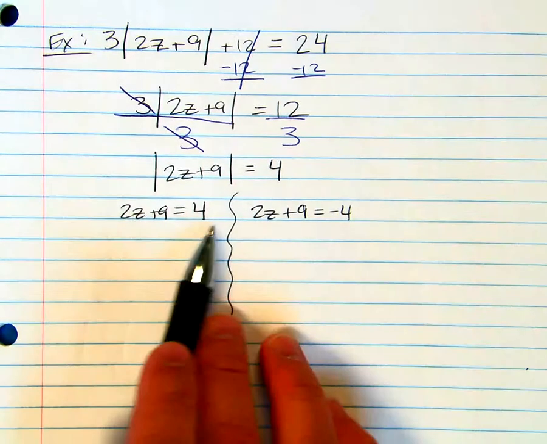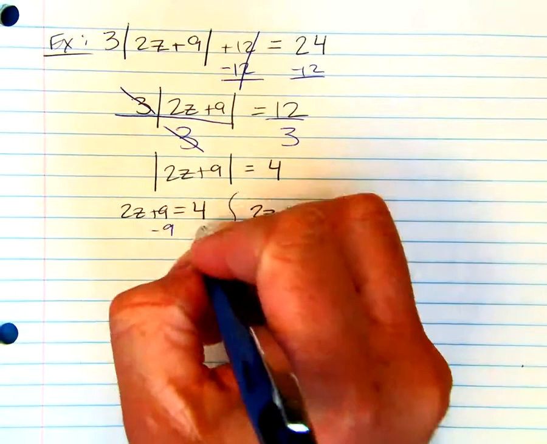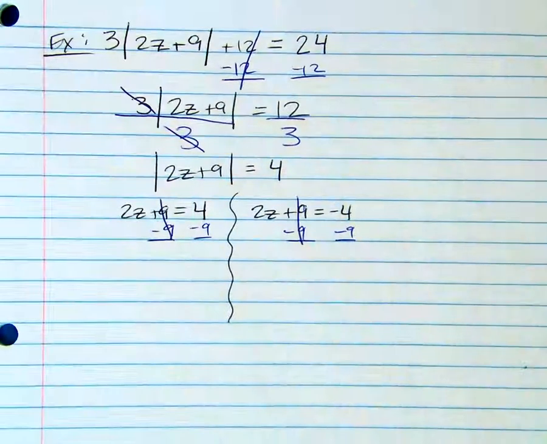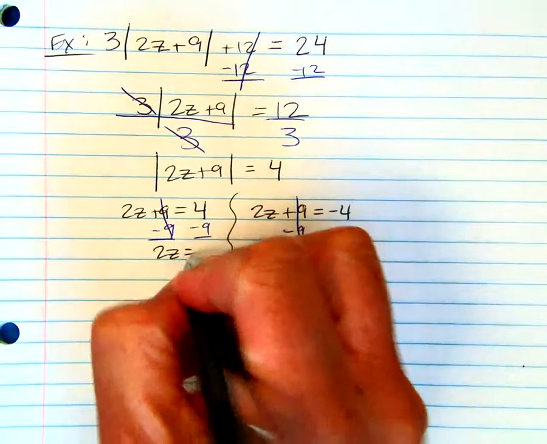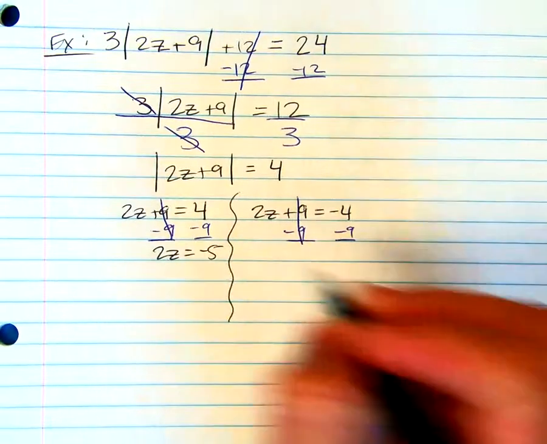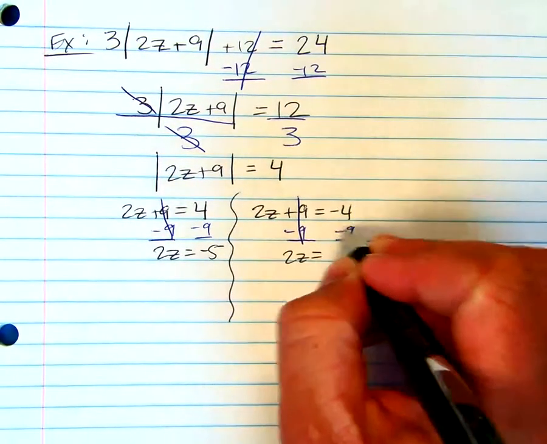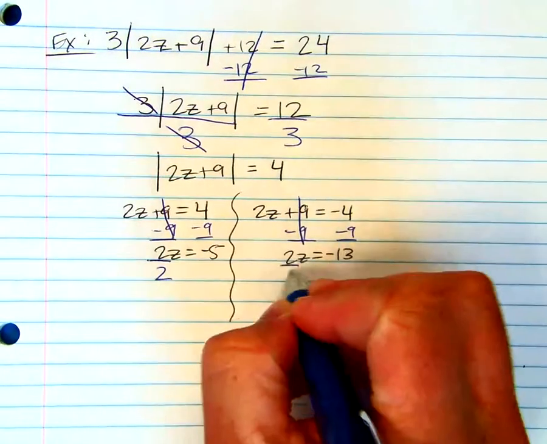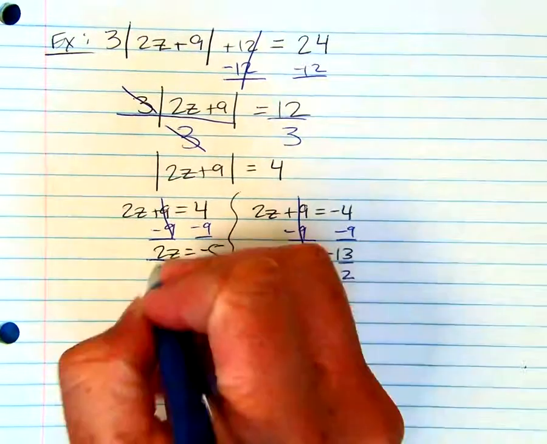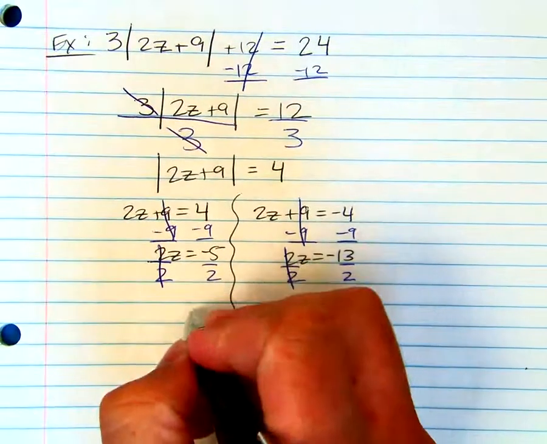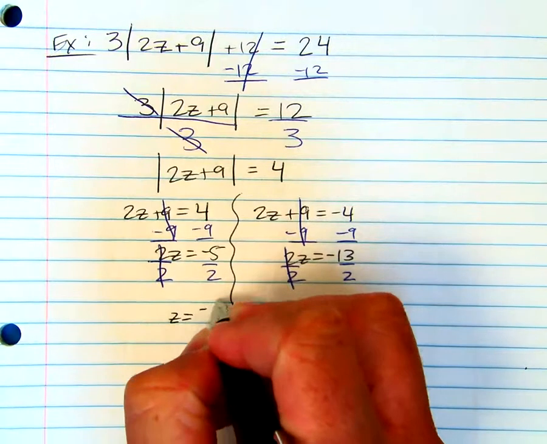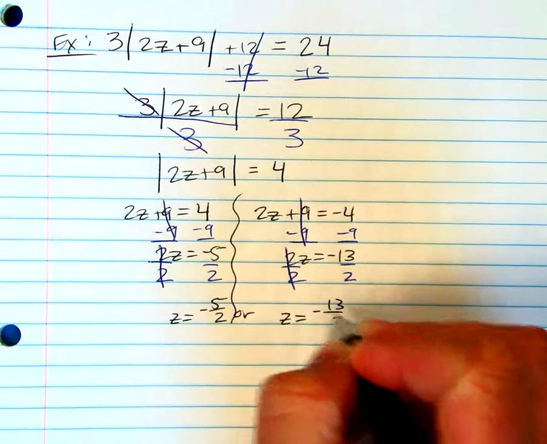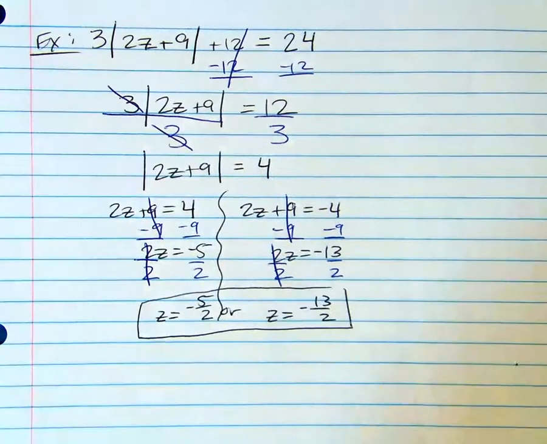And this is just a two-step equation. So I would subtract 9 on both sides of both of these. That would give me 2z equals 4 minus 9 is negative 5. Or 2z equals negative 4 minus 9 is negative 13. I'll divide by 2 on both sides of both of these. And I now have that z is equal to negative 5 halves, or z is equal to negative 13 halves. And those two fractions become my new solutions.